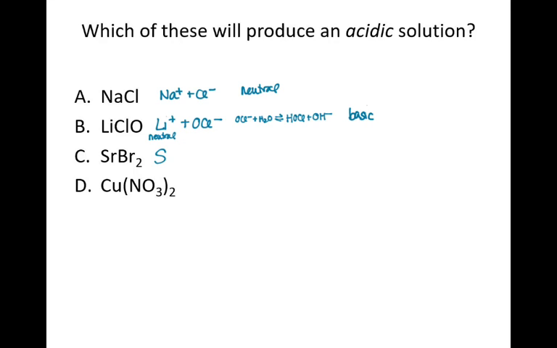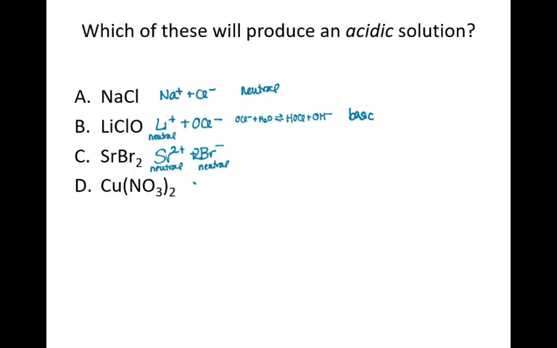Strontium bromide, so some more exotic ions here. Now, strontium is also a neutral ion because it is the conjugate of a strong base, strontium hydroxide, and bromide is neutral because it is the conjugate base of the strong acid HBr. Finally, we have copper nitrate.